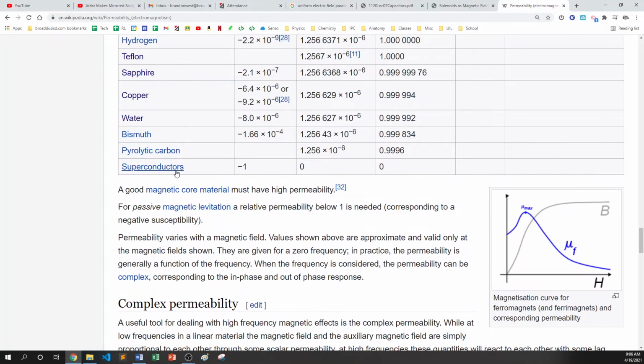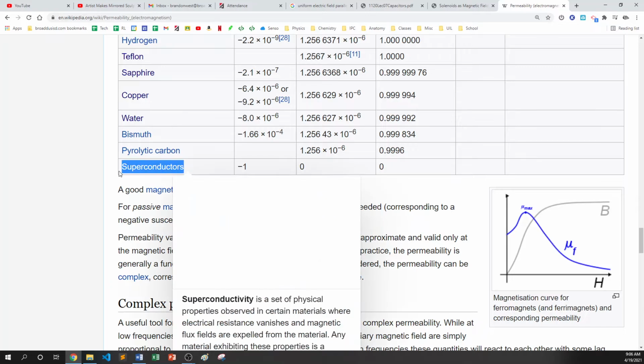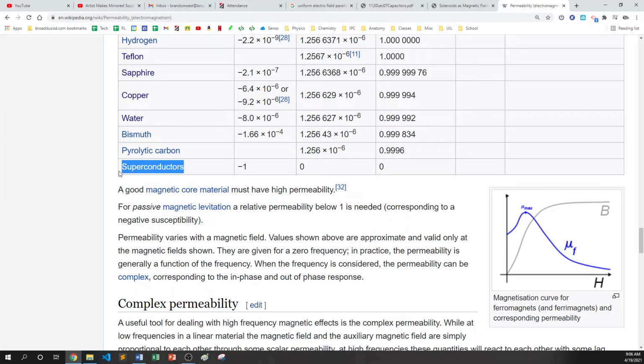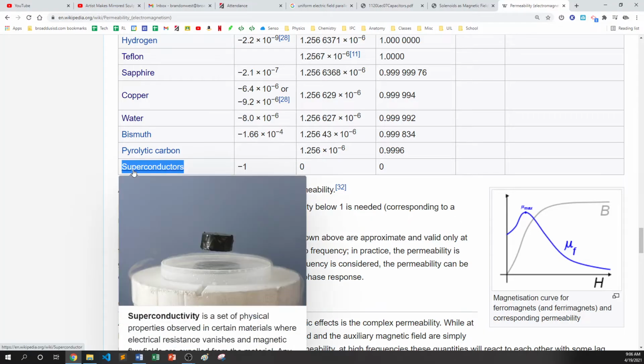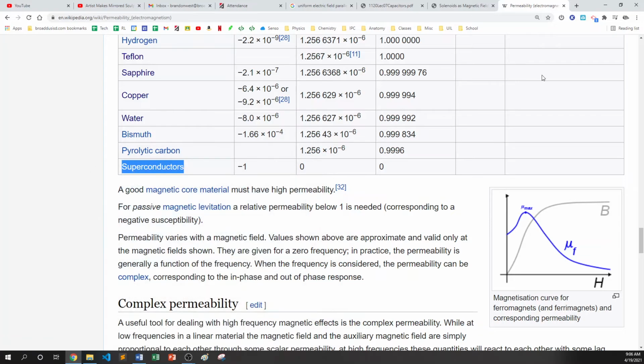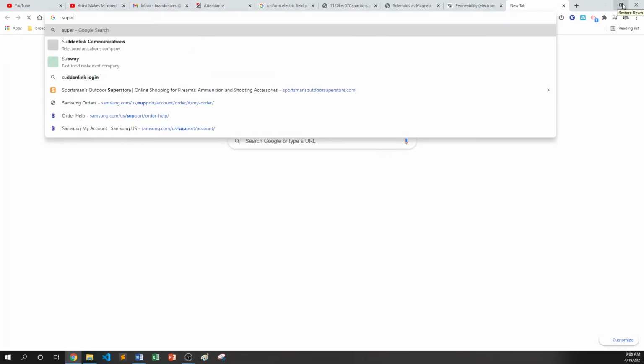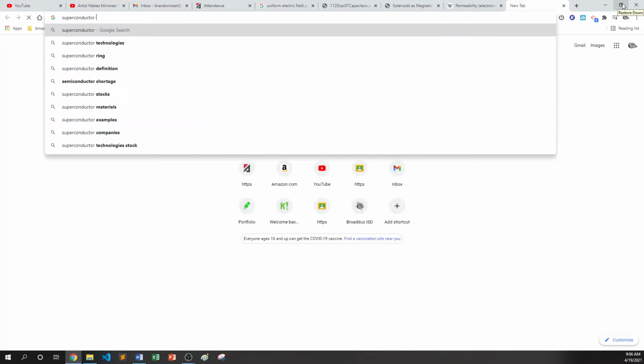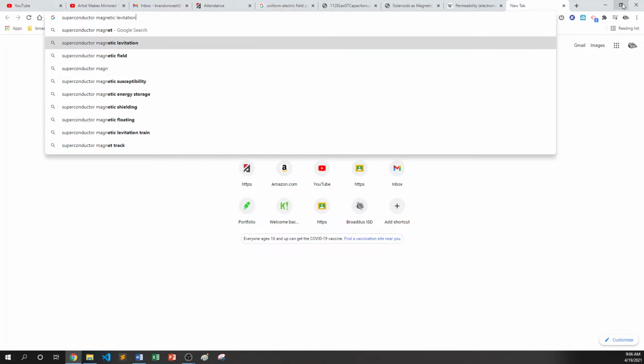So here's an interesting thing. Superconductors have 0. One of the properties of superconductors is they have no magnetic resistance. Let me actually show you a video of it. Superconductor magnetic levitation.